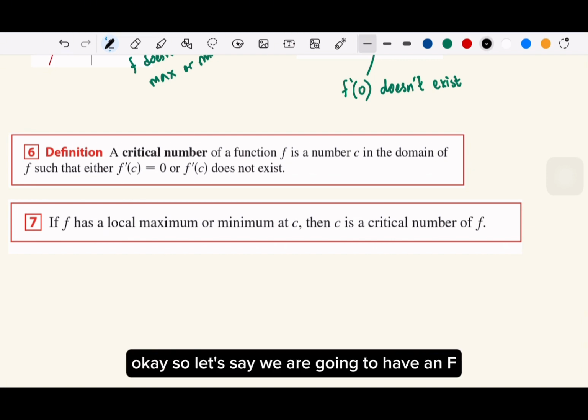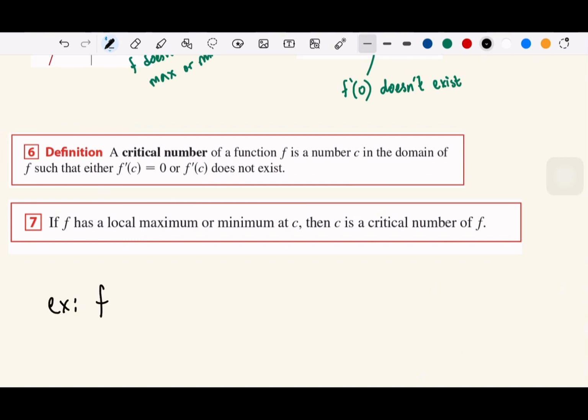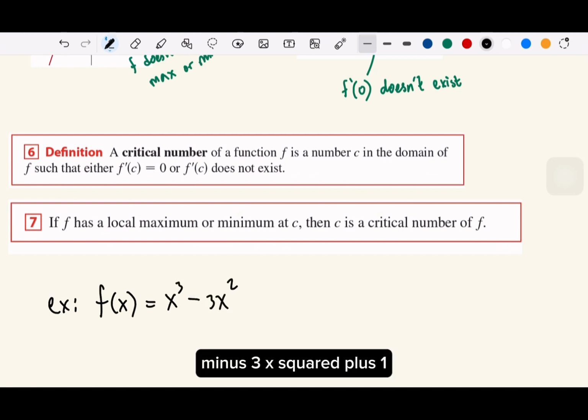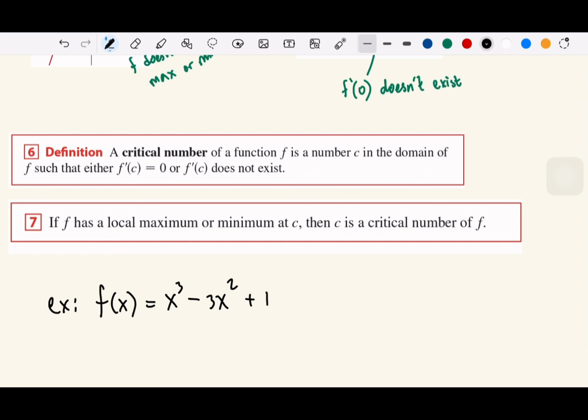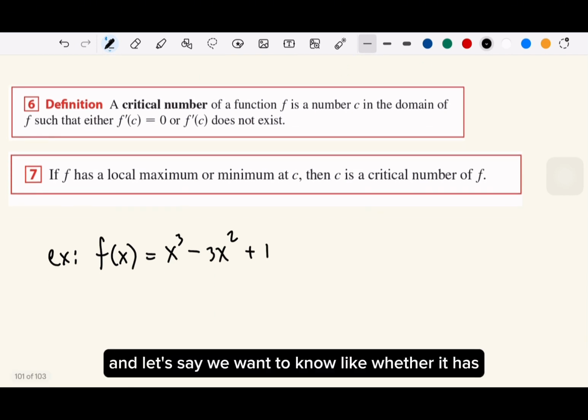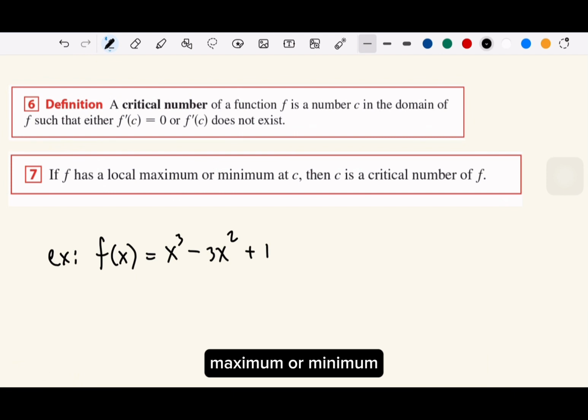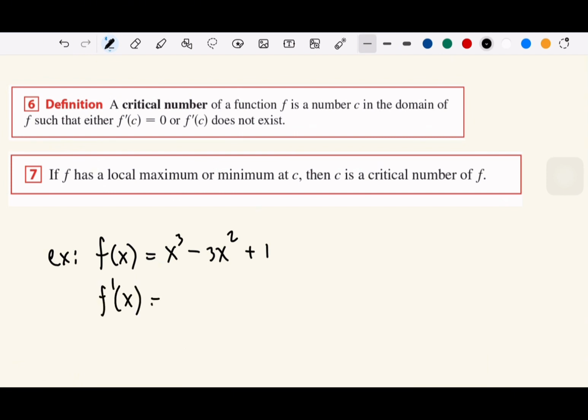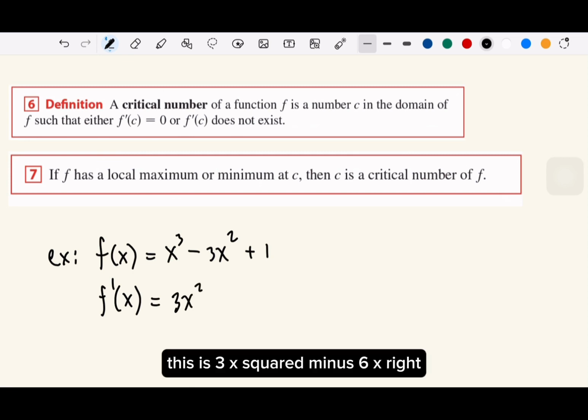Okay, so let's say we have f of x equals x cubed minus 3x squared plus 1. Let's say we have this function, and we want to know whether it has a maximum or minimum. So we have f prime, which is 3x squared minus 6x, right?